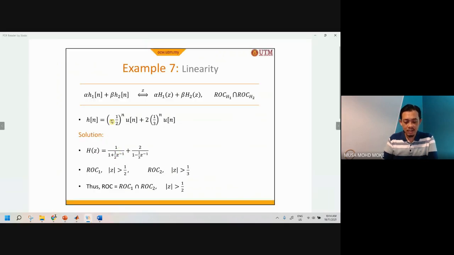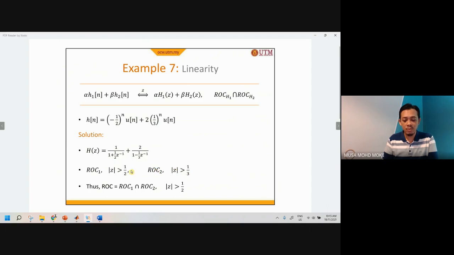So then this is where you will have 1 over 1 plus 1/2 z^-1, because this is minus 1/2, so it becomes plus 1/2. And this is another one, which is 2 because this is a multiplier, and then the 1/3 here. So, straightforward, you just use pair number 5. Okay. So this is what we have, but the ROC for this one is |z| greater than 1/2, and for this one the ROC is |z| greater than 1/3.